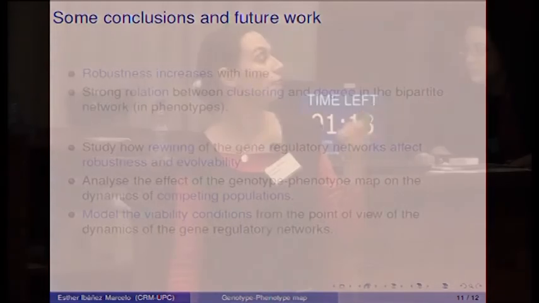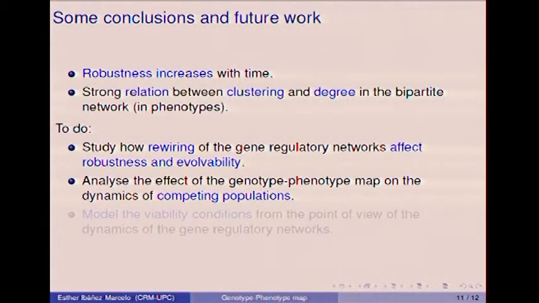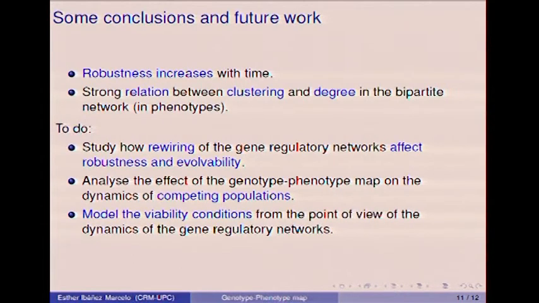Some conclusions and future work: we have seen that robustness increases with time. There is a strong relation between clustering and degree. And we would like to study how rewiring the gene regulatory network affects robustness and evolvability, analyze this application with different kinds of populations, and model viability conditions from the point of view of the dynamics of the gene regulatory networks. And this is all.